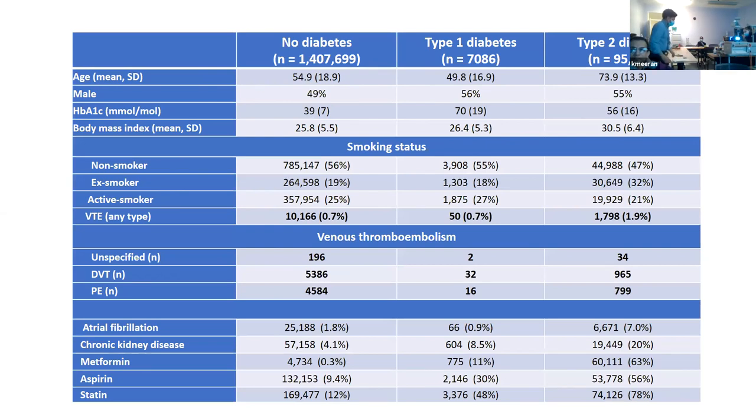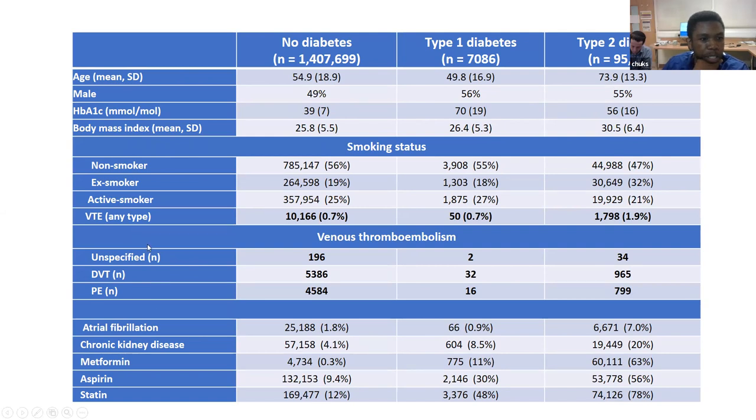Yes, thank you. So this is the kind of baseline data without, you know, overloading you with too much. The first couple of rows are just really your age. And as we expect, the type 2 is slightly older. The kind of gender spread is relatively equal. HbA1c is slightly higher in the type 1 group. And as expected, the type 2 have a slightly higher BMI.